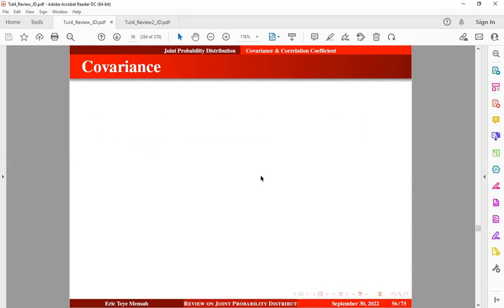All right, so the last session in this review is covariance and correlation coefficient, okay? Now we know from our previous tutorial that if we want to measure the variation of a random variable, we make use of the variance or the standard deviation, okay? So in the case of a bivariate distribution, how do we quantify the measure of dispersion or variation? This is done by using the covariance or correlation coefficient, okay?